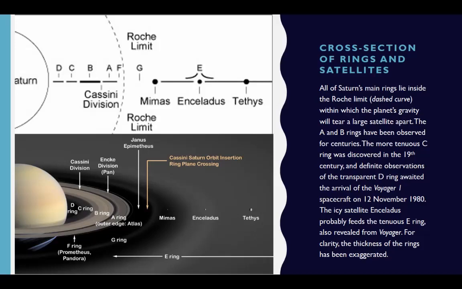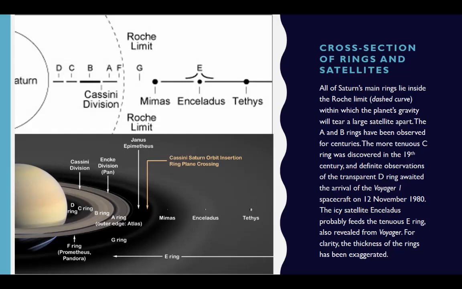Okay. They have what's identified as the Cassini division. You can see a little gap there. You can see the Encke division, the Encke gap. And you've got rings A, B, C, D, and F, which has actual moons in it, Prometheus and Pandora. All of Saturn's main rings lie inside the Roche limit.